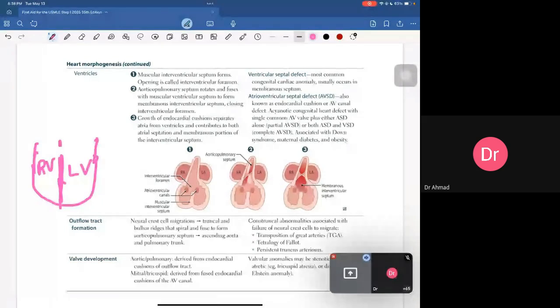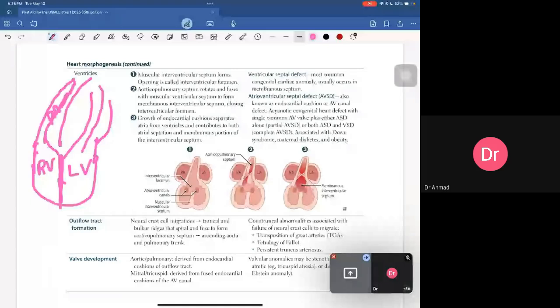Now we all know that the right ventricle goes into the pulmonary arteries and the left ventricle goes into the aorta, right? So now a new septum will form which is known as the aorticopulmonary septum. What does this septum do? This septum will go from here, from the pulmonary arteries, right? And it will go here, and it will go from the aorta as well, and it will go into the left ventricle, right?